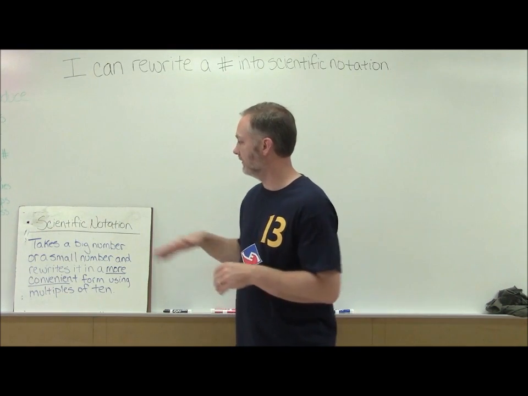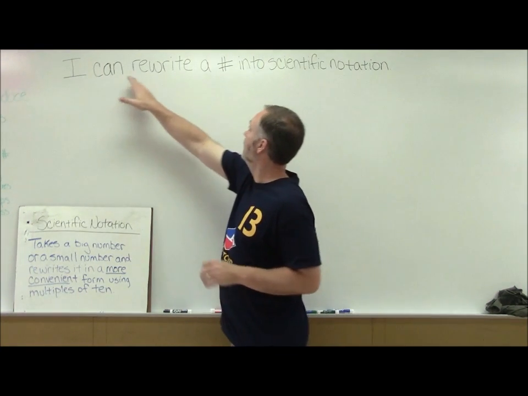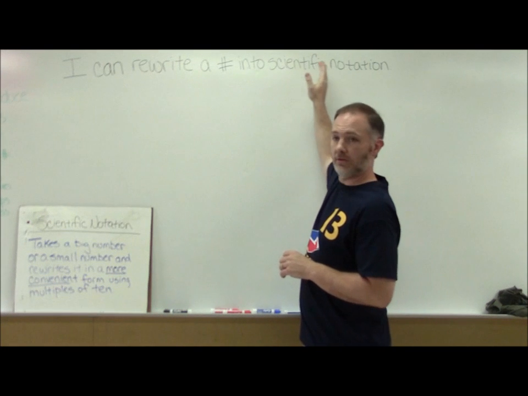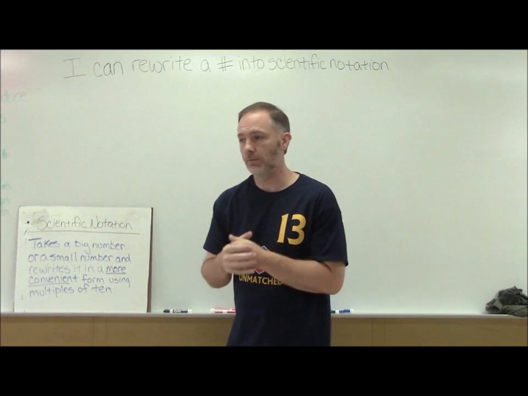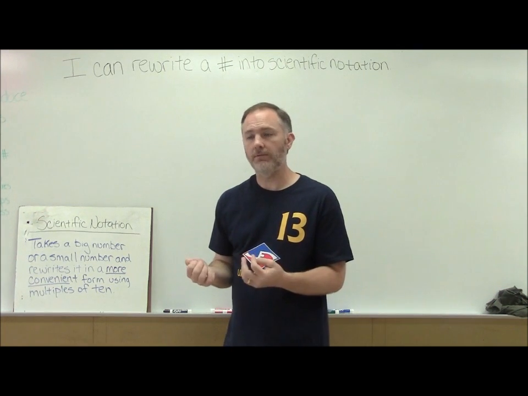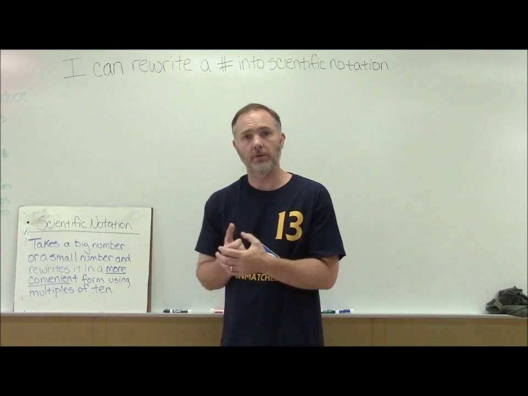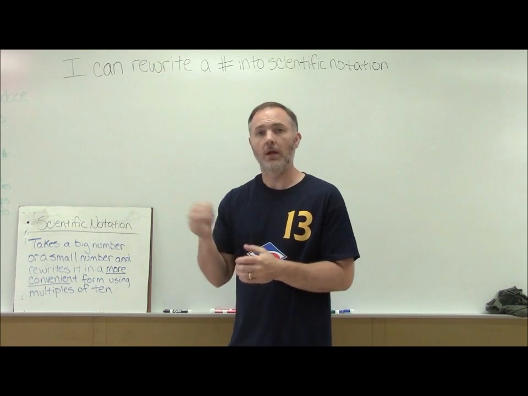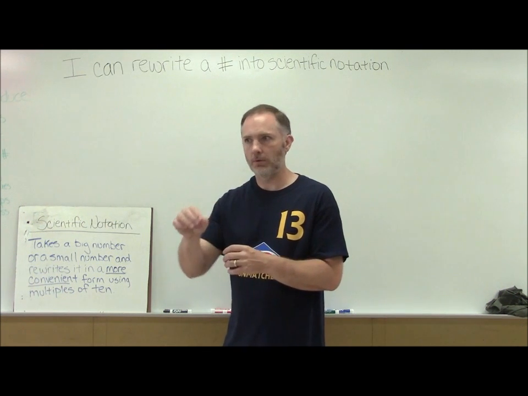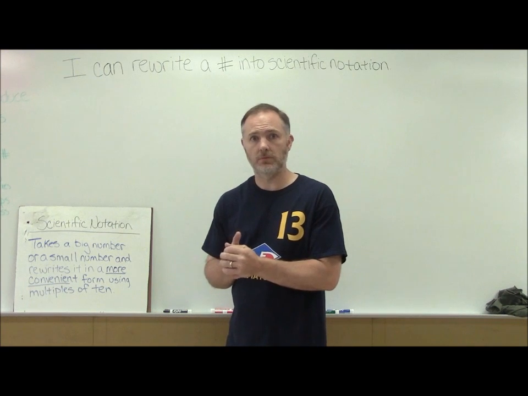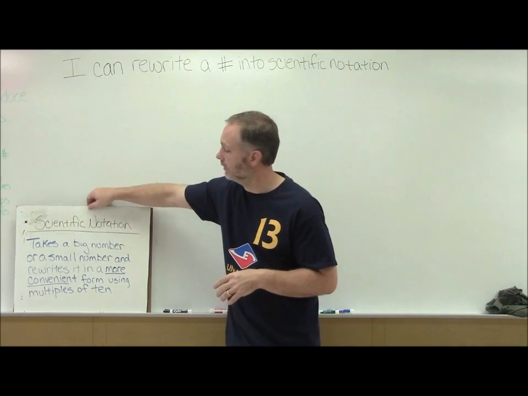We're going to talk about scientific notation. And here's our I can statement. I can rewrite a number into scientific notation. So now, here's the reason why we do this. In science, we have some really big numbers that we use often, and we have some really small numbers that we use often. And I'm going to show you a couple different examples in this lecture of a big number and a small number. But it's really inconvenient to have to write out a number that has, let's say, 23 zeros at the end of it. So scientific notation is going to let us do that more conveniently.